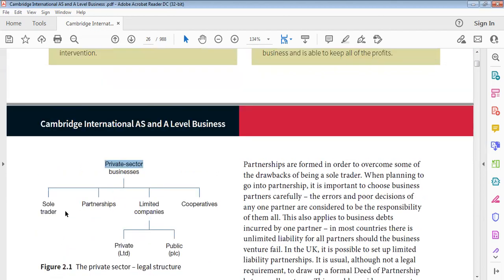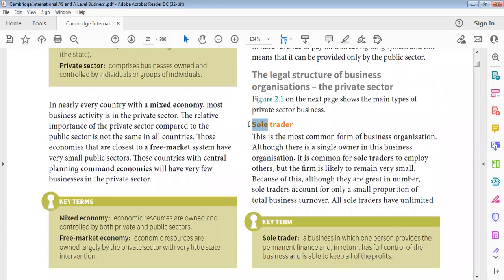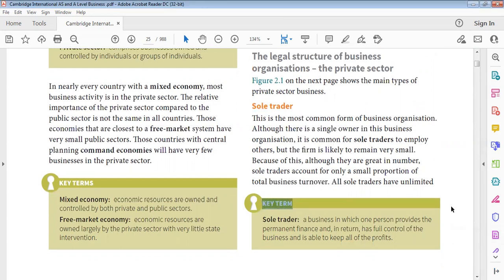All right, now let's focus on the first one, sole trader. So what does the word sole mean? Have you heard this before, sole trader? Only one person. Right. So look at the key term here. Have a look. Sole trader.